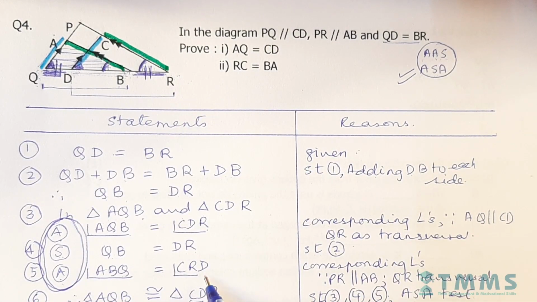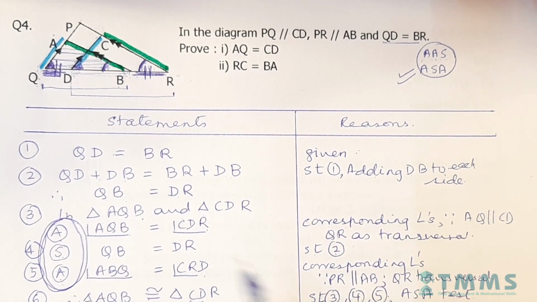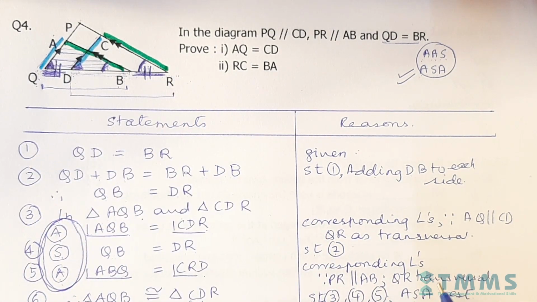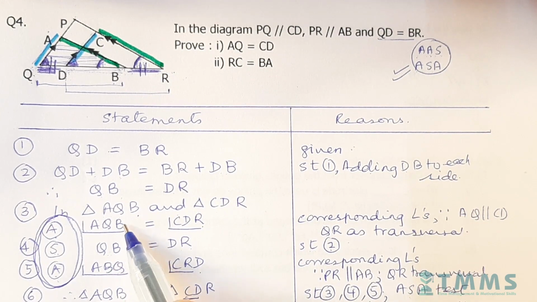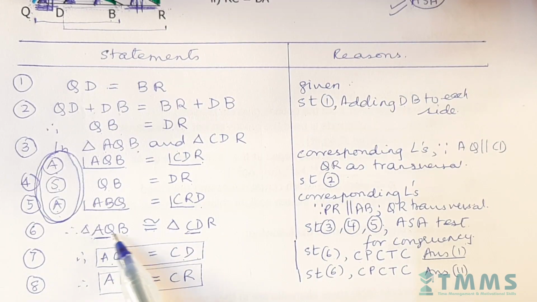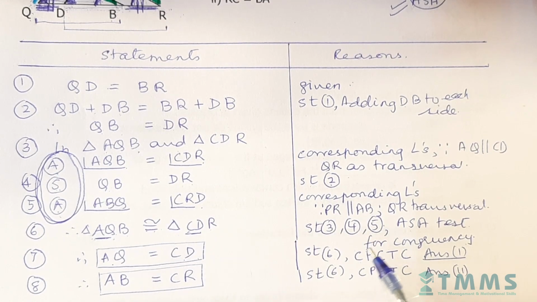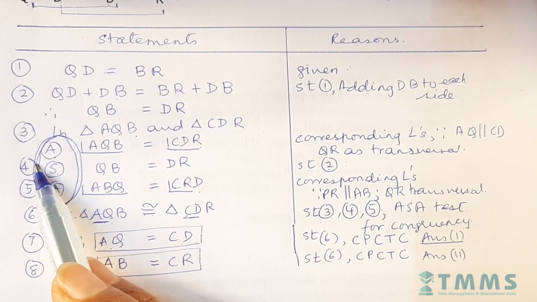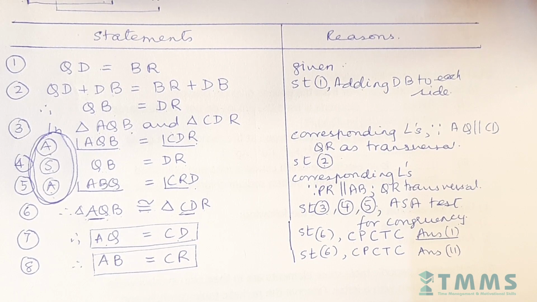Can you see we've written just that? And what type of angles are they? Corresponding angles. Why are they corresponding? Because PR and AB are parallel, and QR is the transversal. And because of that, these two triangles, I'll write that triangle AQB is congruent to triangle CDR, and that will be because of statements 3, 4, 5 and the ASA test for congruency.